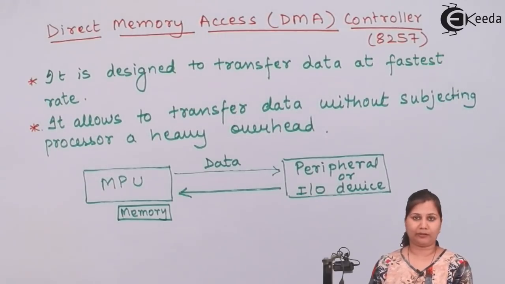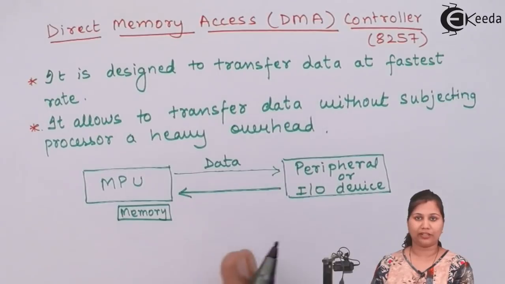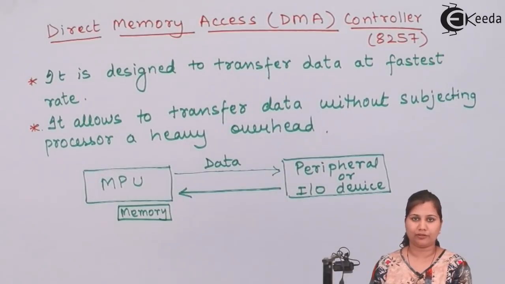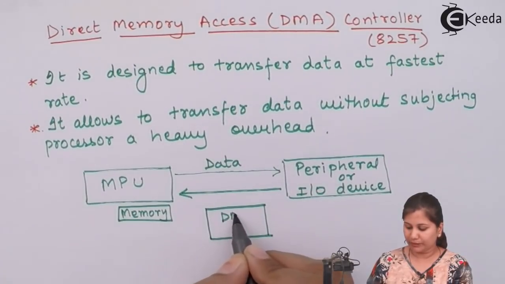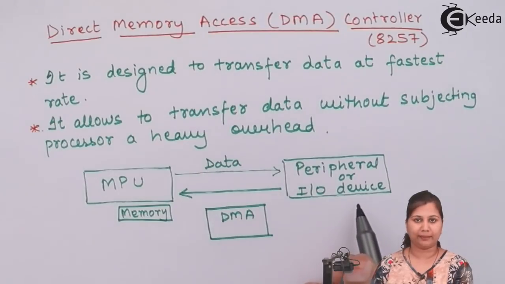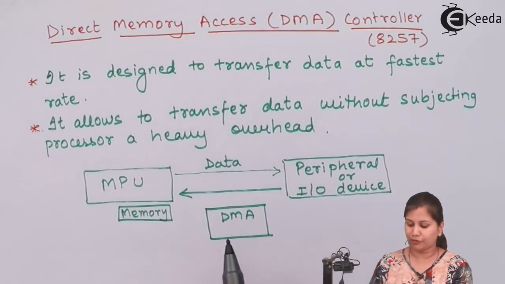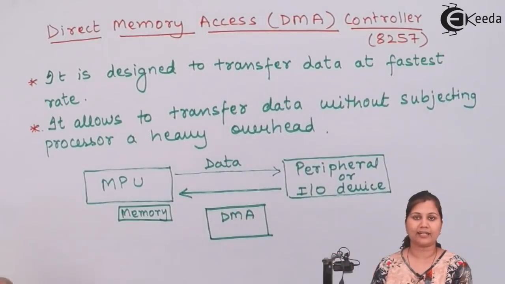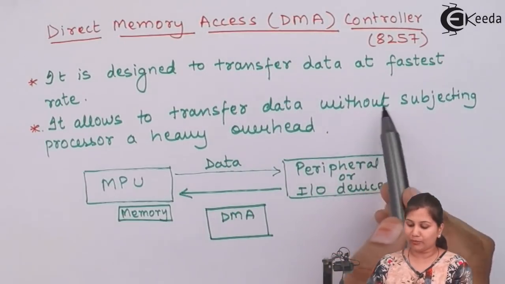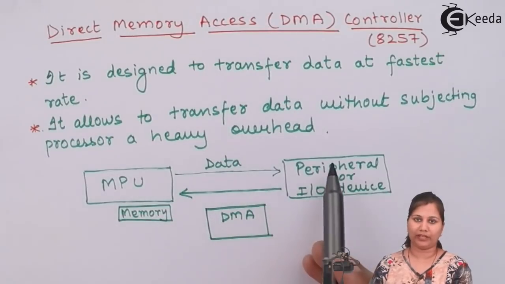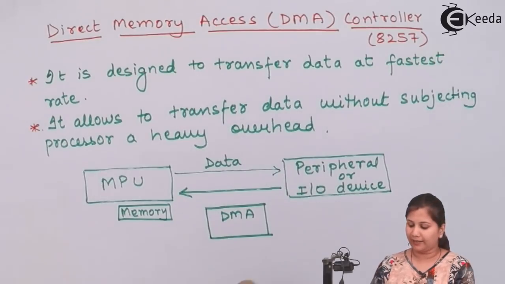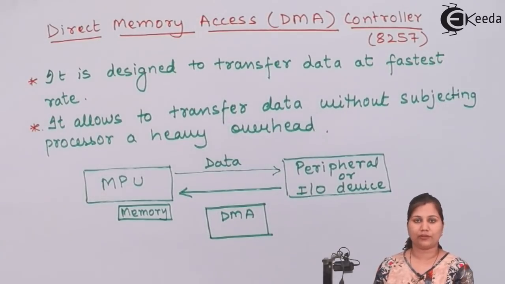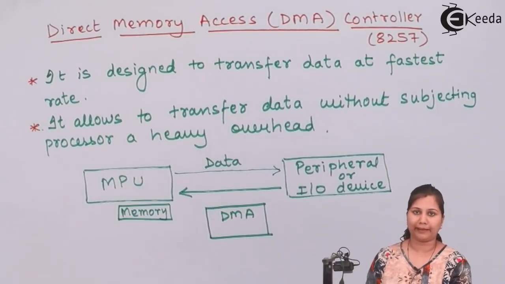So to relieve the microprocessor from this task, so that it does not get busy in transferring data, we can use the DMA controller here. The DMA controller will be connected between the microprocessor and the peripheral device, and it will transfer the data at a fast speed and without subjecting the processor to a heavy overhead. So the processor will not be busy in transferring data, and the DMA will perform the transfer of data between the peripherals and the microprocessor.